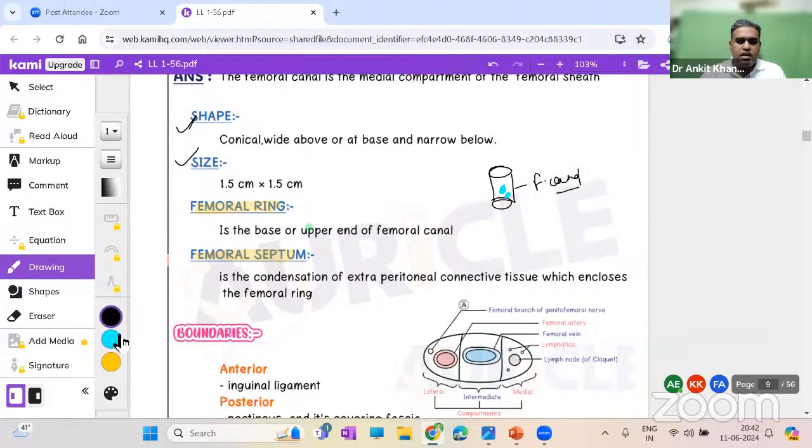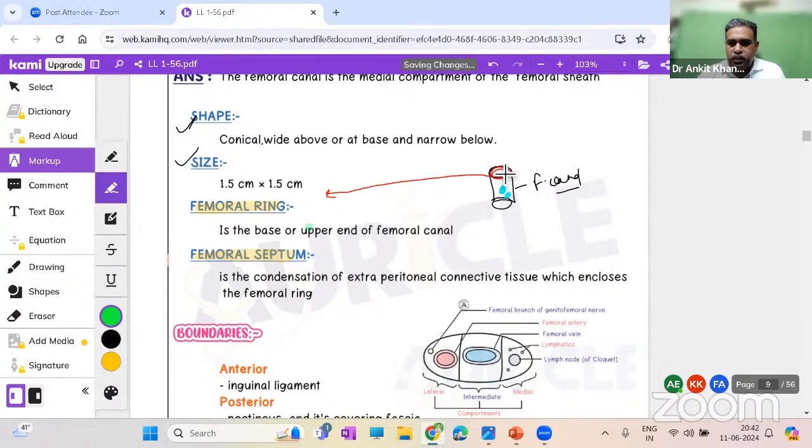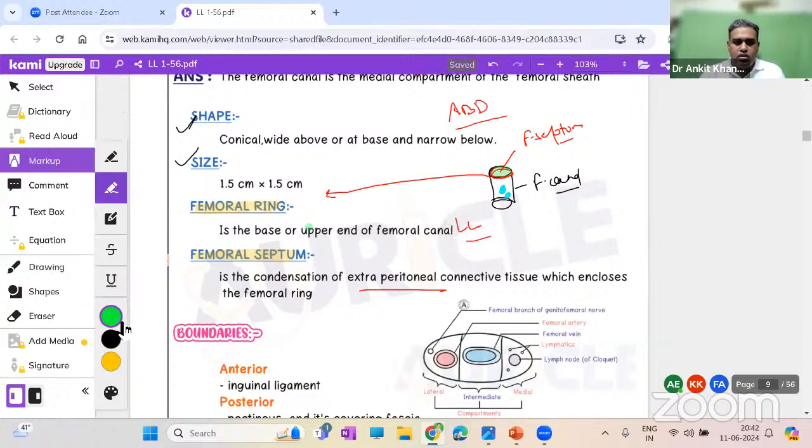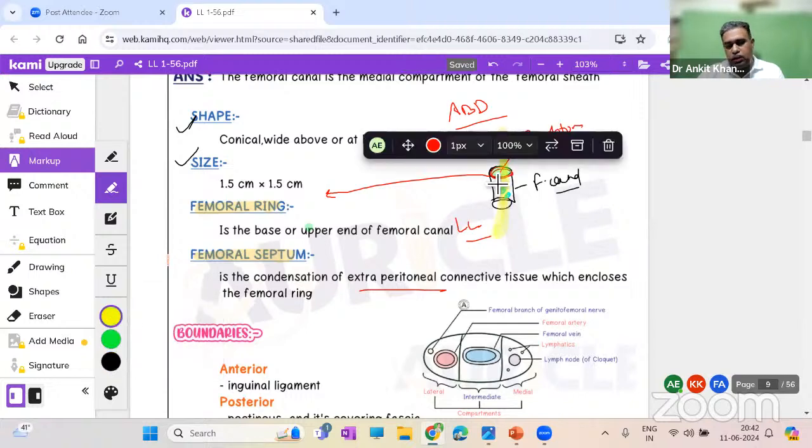Now see what happens: at the top part, this base or band is known as the femoral ring. And it is actually covered over here. What is it covered by? That is known as the femoral septum. So this green color over here will be known as the femoral septum. It's a condensation of extraperitoneal tissue which closes the femoral ring. Remember, above you have the abdomen and below you have the lower limb. And if somehow the hernia approaches from above and comes down, this is a femoral hernia.